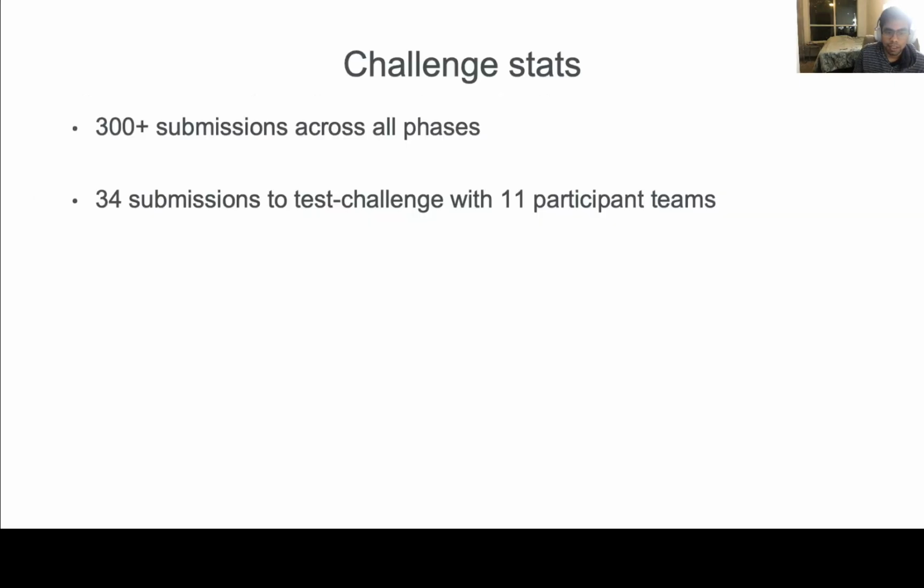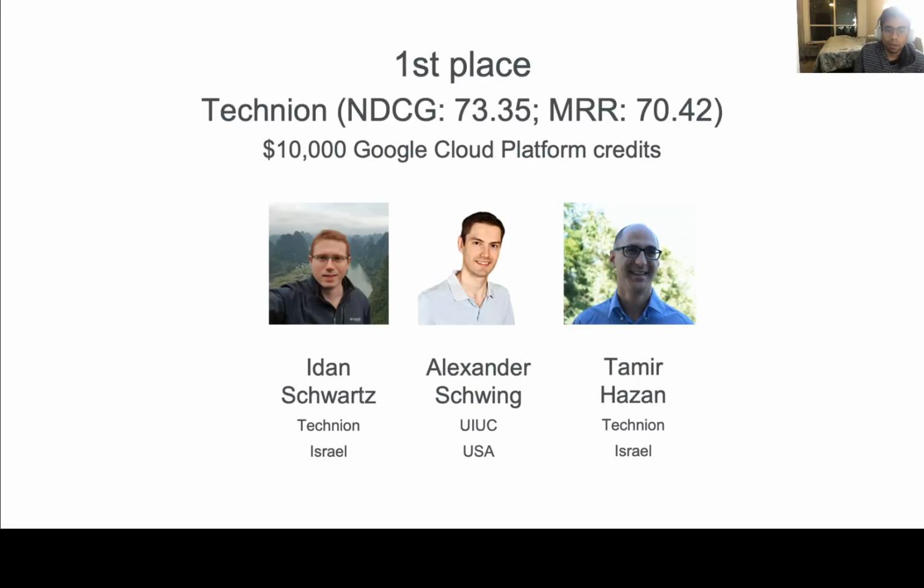It is now time to announce the winners. This year we received more than 300 submissions across all phases, including 34 submissions to the challenge with 11 participating teams. And the winner is Technion. Their entry had an NDCG score of 73.35 and an MRR score of 70.42. We would like to congratulate them for winning the challenge, and they would be awarded $10,000 in GCP credit.